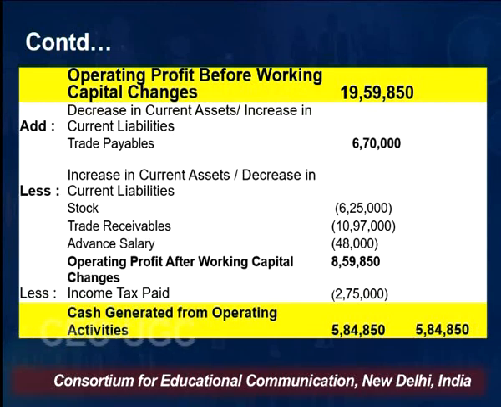So we'll look at the balance sheet. On the liability side, we have only one item, that is trade payables, and we have assumed that there is an increase in current liability that will be added.